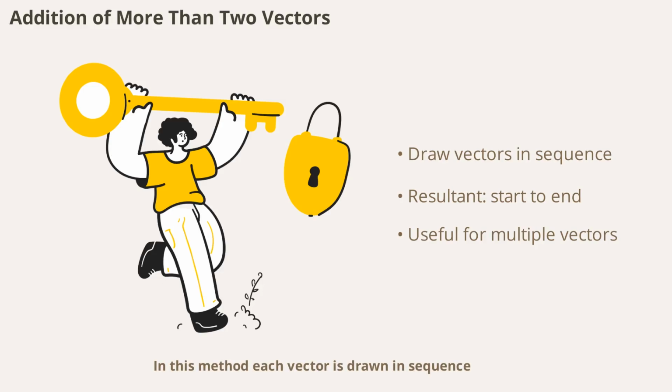When more than 2 vectors need to be added, we can use the polygon method. In this method, each vector is drawn in sequence, starting from the end of the previous one. The resultant vector is then drawn from the start of the first vector to the end of the last. This method extends the triangle and parallelogram laws to multiple vectors and is useful in complex motion and force problems.